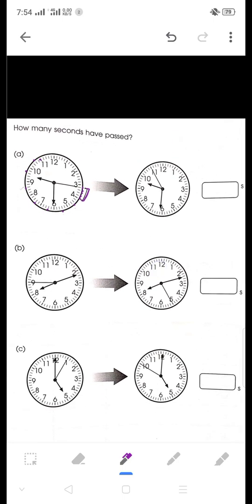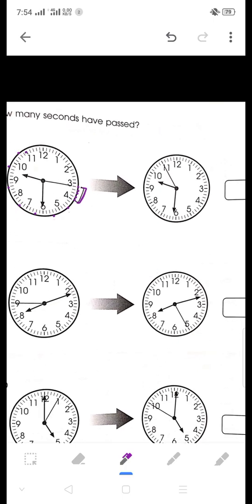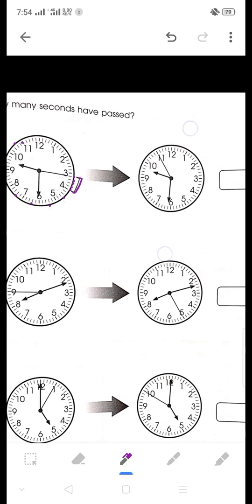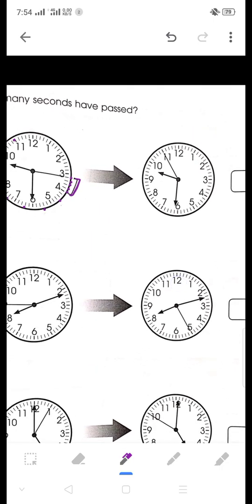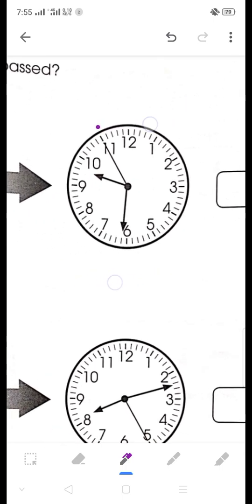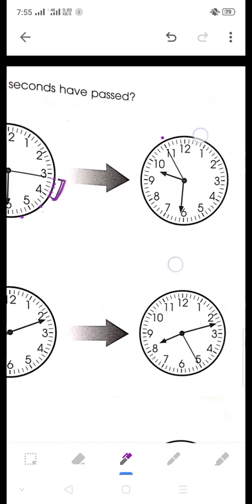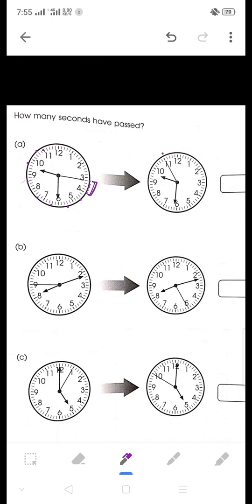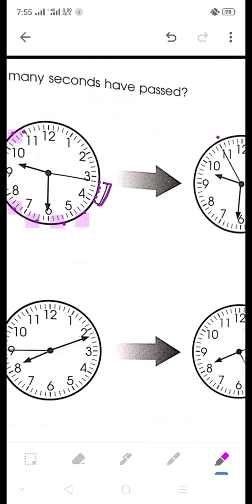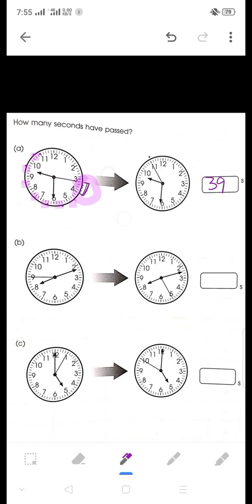As you can see this clock, the needle was at 16th second, and now it has reached 55 seconds till here. So we will count how many seconds it has moved, and we will write them here. How you can do is 5, 10, 15, 20, 25, 30, 35, and these 4. 35, 36, 37, 38, 39. So you will write here 39 seconds have been passed.